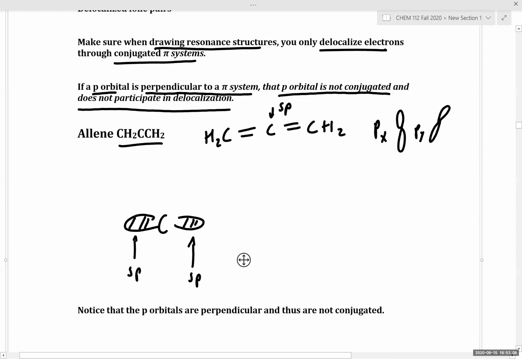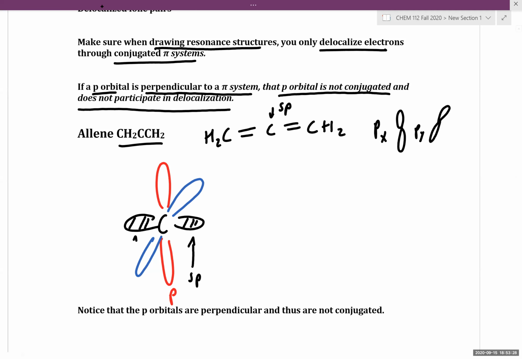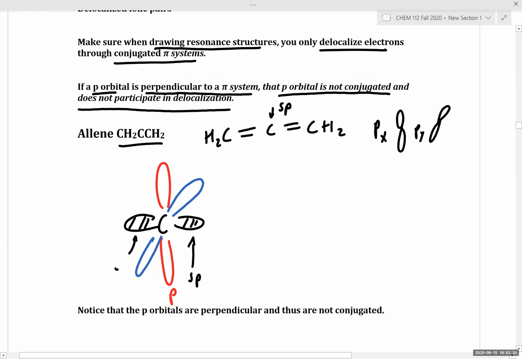And when we think about our pi bonds, which are formed using p orbitals, we have one p orbital that's vertical, right? And our second p orbital is arranged on the horizontal axis. Now, this is where things get very interesting. Because if we think about the other two carbons, if we look at the structure of allene, you're going to see a hint from how I draw my hydrogens.